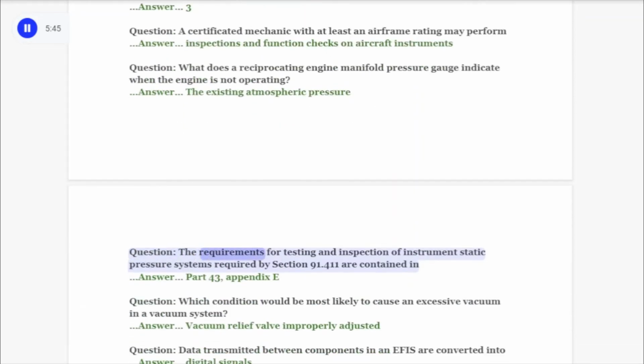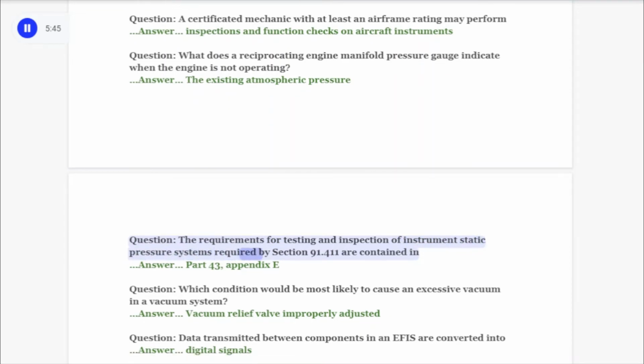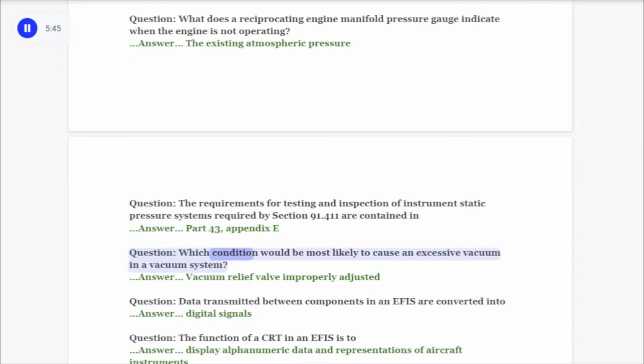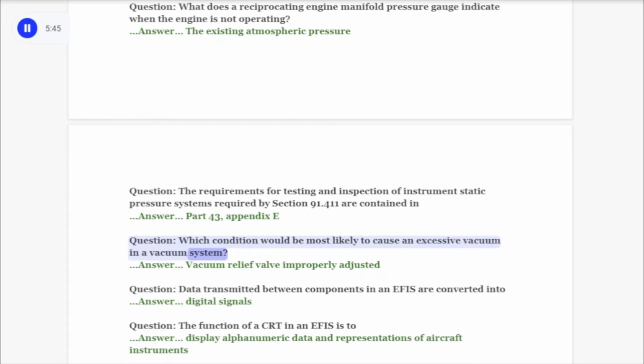Question: the requirements for testing and inspection of instrument static pressure systems required by Section 91.411 are contained in. Answer: Part 43, Appendix E. Question: which condition would be most likely to cause an excessive vacuum in a vacuum system?